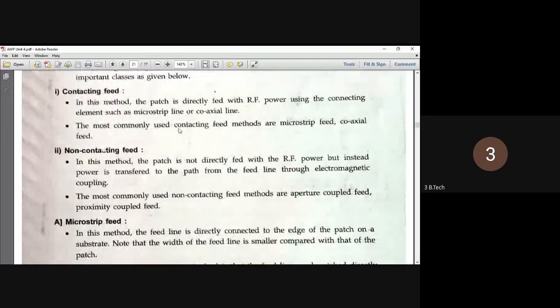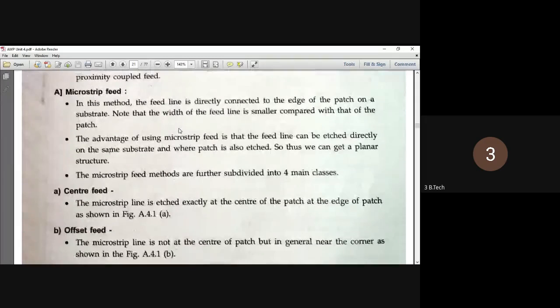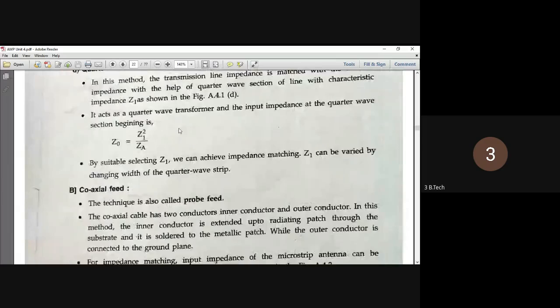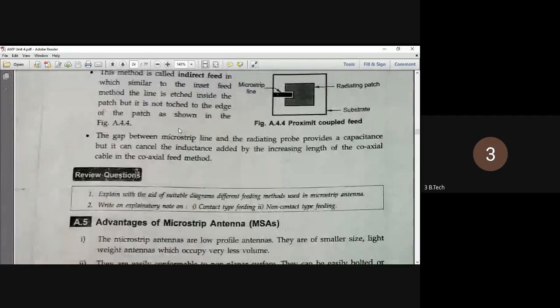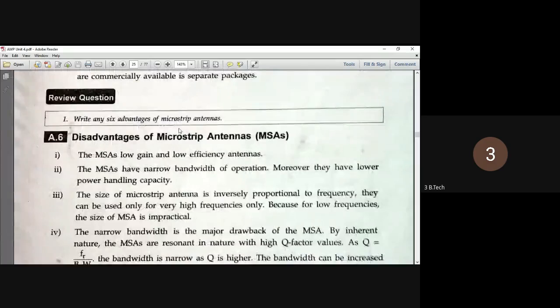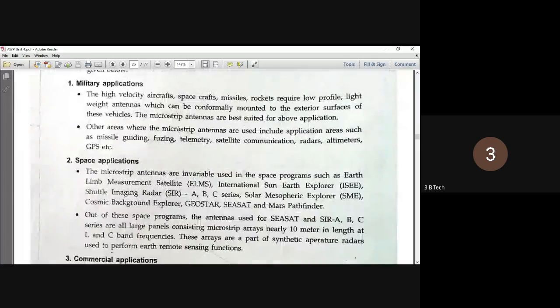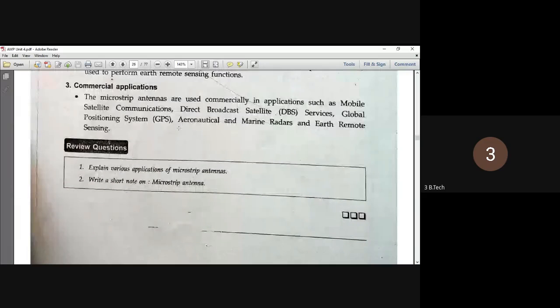So in contacting, there are 2 types: microstrip line feed and coaxial feed, as I showed. Non-contacting: aperture coupled feed and proximity coupled feed. So we will discuss these 4 feeds tomorrow. I will give the feed for these 4, and with that your 4th unit will be completed. And I will also tell the advantages and disadvantages, and the applications. Then we'll go for the 5th unit. We'll start with reflectors, that is the parabolic reflector, corner reflector, curved reflectors.